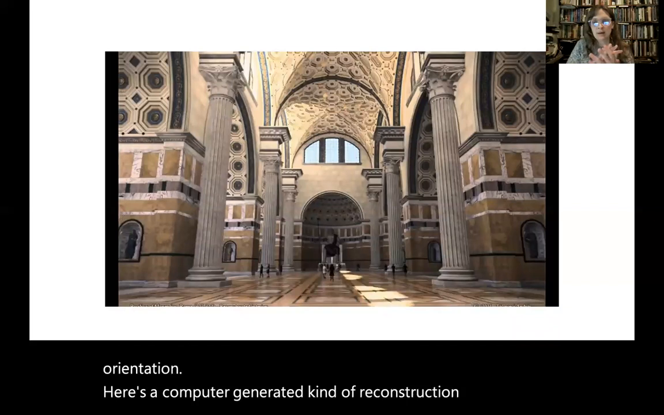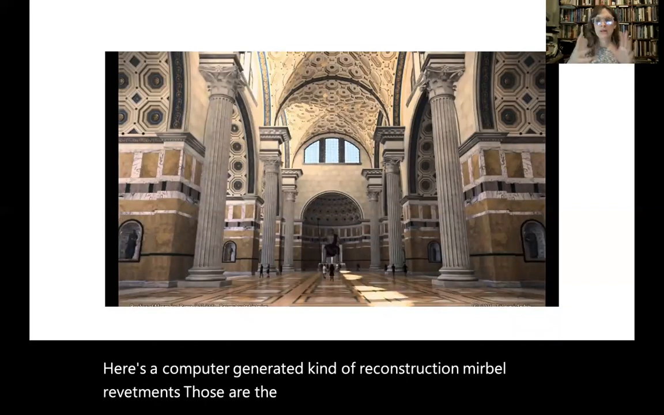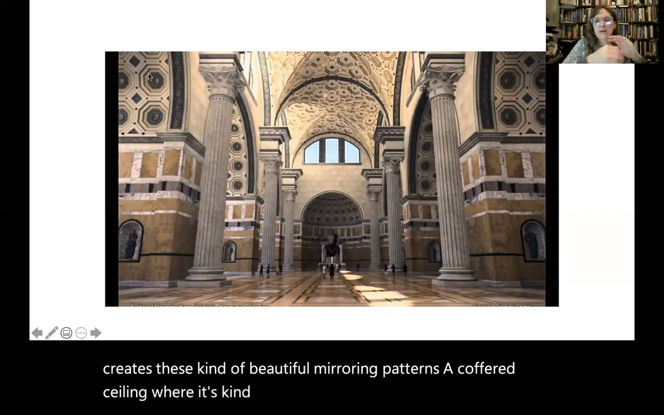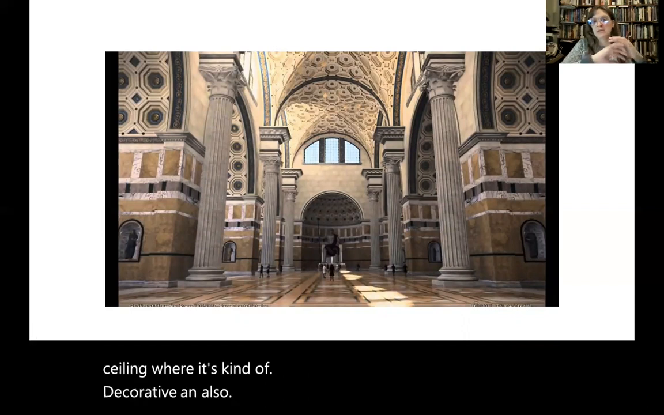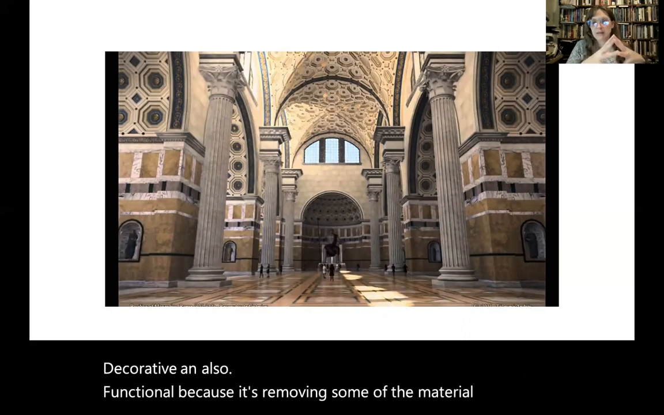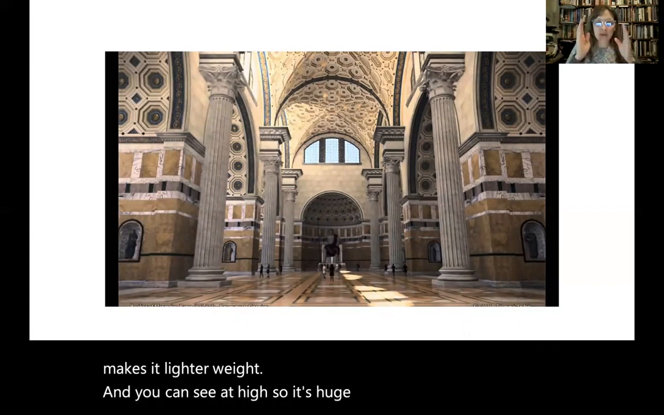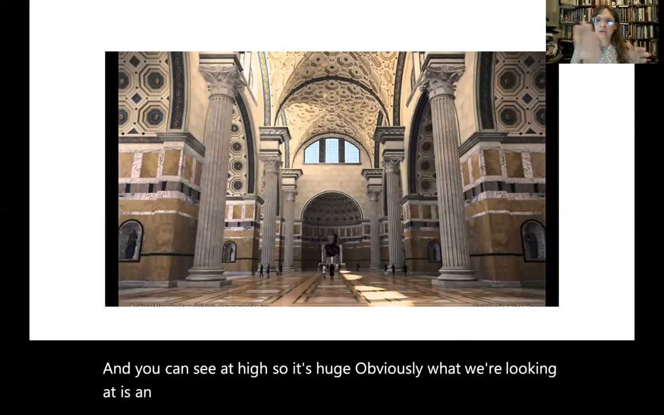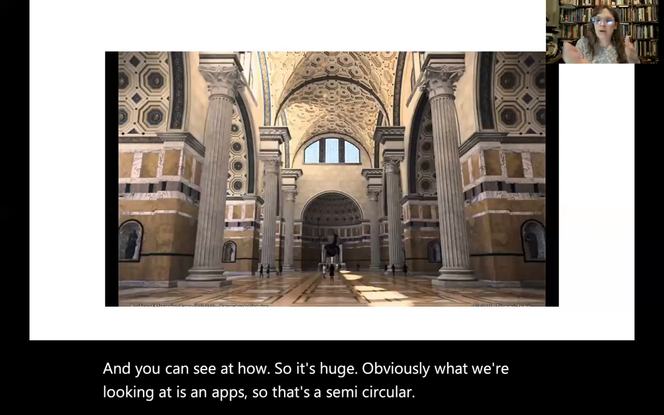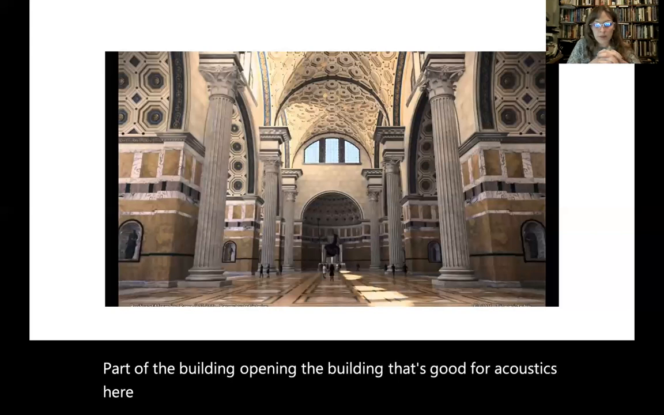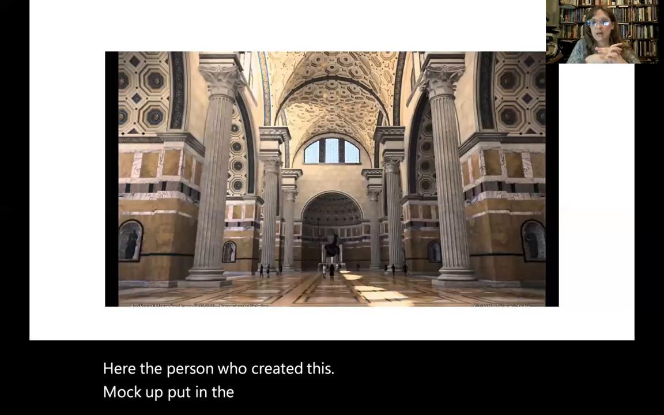Marble revetments. Those are the decorative, thinly sliced marble that creates these kind of beautiful mirroring patterns. A coffered ceiling, which is decorative and also functional because it's removing some of the material, which makes it lighter weight, right? And you can see it's huge, obviously. What we're looking at is an apse, so that's a semicircular opening in the building. That's good for acoustics. Here, the person who created this mock-up put in the gargantuan statue of Constantine.